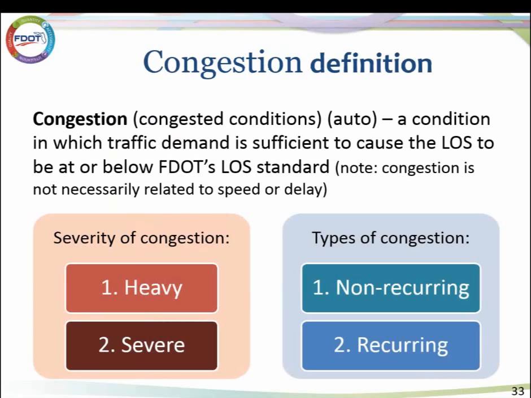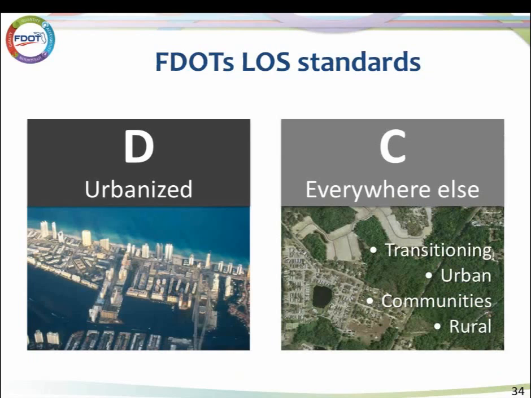Florida DOT has categorized 3 levels of congestion severity, and the department further differentiates between 2 types of congestion. The first level of congestion is represented by conditions in which traffic demand is sufficient to cause the level of service to be at or below Florida DOT's LOS standards. Florida DOT's level of service standards are D in urbanized areas and C everywhere else. These standards correspond with the minimally accepted travel conditions in urbanized and non-urbanized areas.